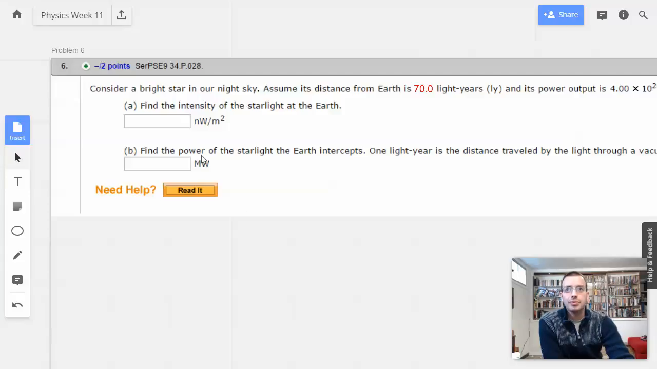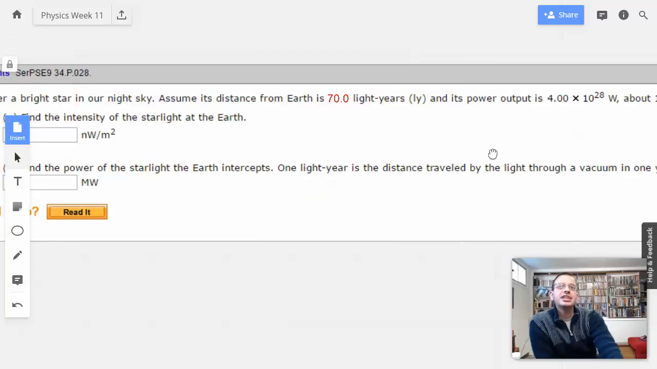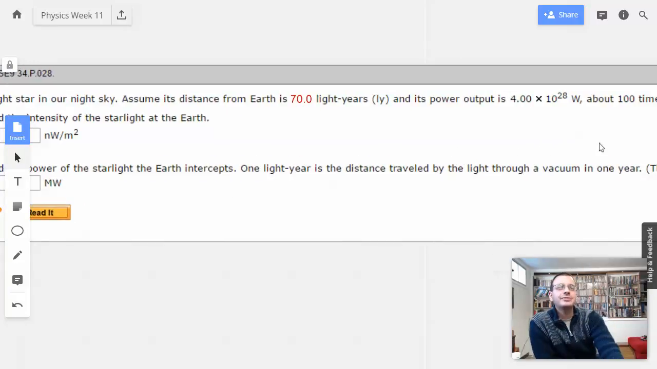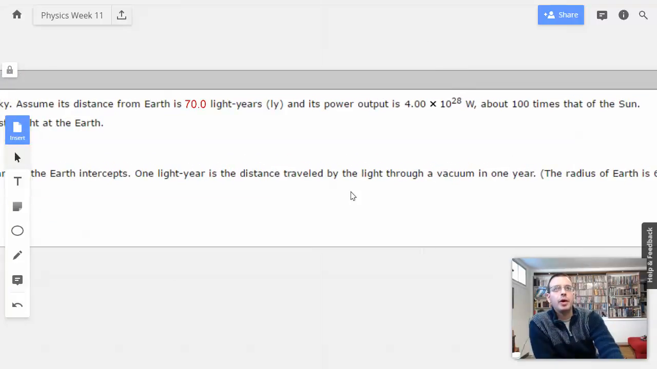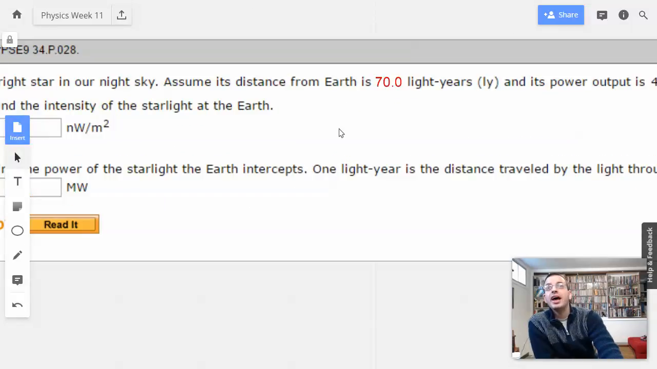Week 11, problem 6. Consider a bright star in our night sky. Assume its distance from Earth is 70 light years, and its power output is 4 times 10 to the 28th watts, about 100 times that of our sun. Find the intensity of the starlight at Earth.